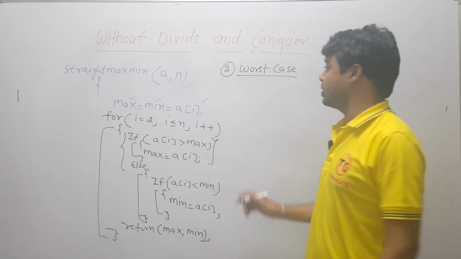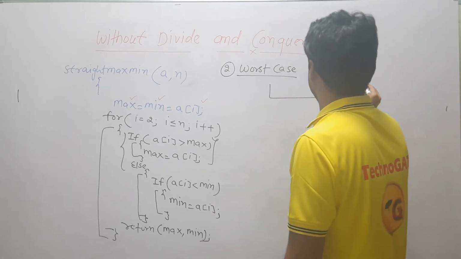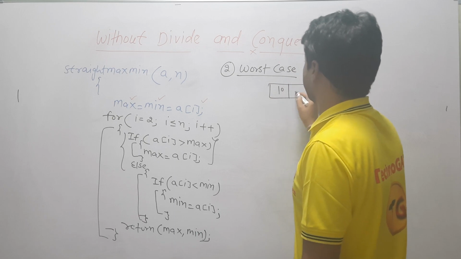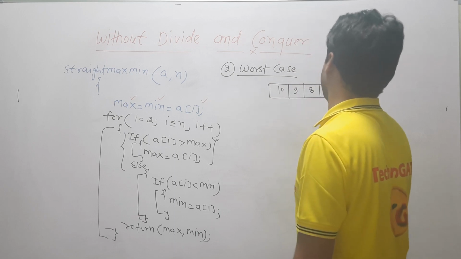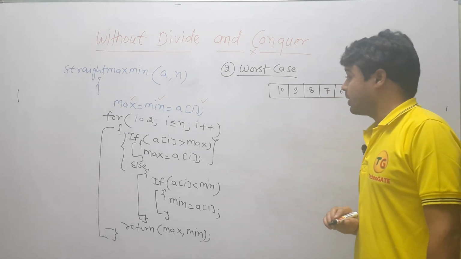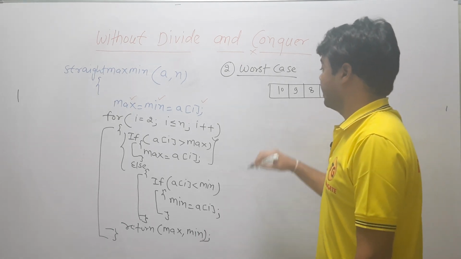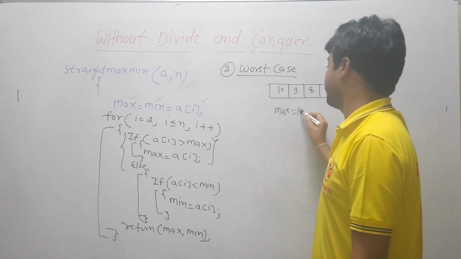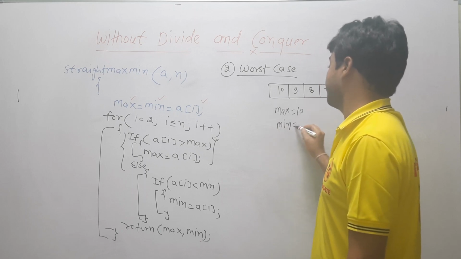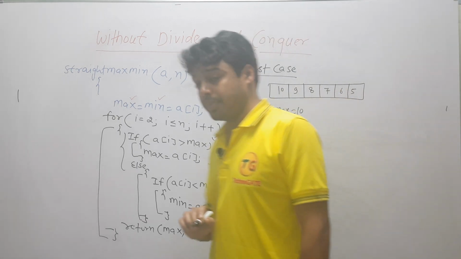Suppose the input is 10, 9, 8, 7, 6 and 5. The input is already reversely sorted here. So let's check. What is the maximum? 10. What is the minimum? 10. Initially the first element is both the maximum and the minimum.